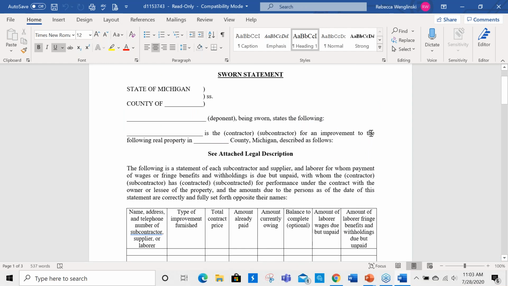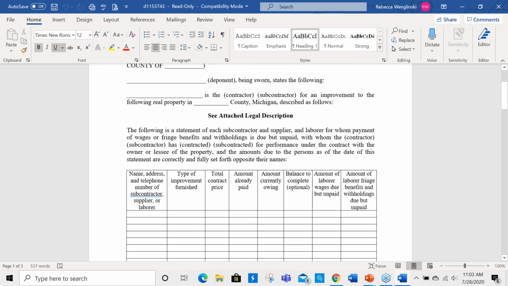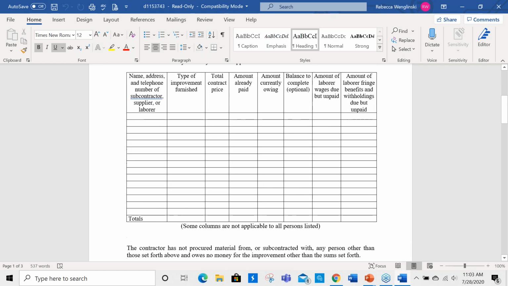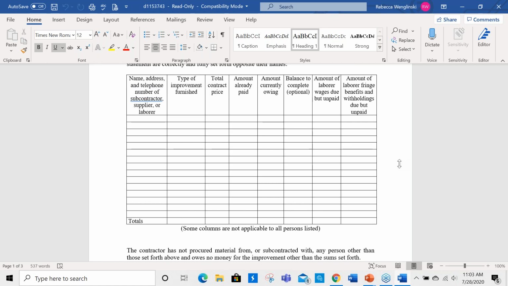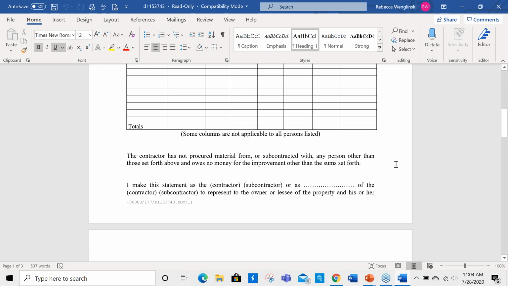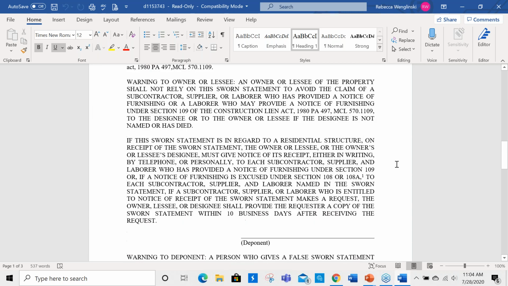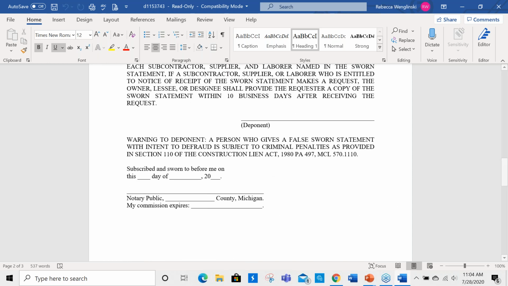Okay, here's one that I drafted at my firm that matches what the statute requires. It's really kind of verbatim. So deponent's going to be you. You would circle subcontractor usually for an improvement in whatever county, and then either insert the legal description if it's small or attach it. And then these categories, I've included all of them that are in the statute, but the labor and labor fringe benefits and withholdings usually doesn't appear on most people's. So you're citing the name of the sub, the type of improvement furnished, the contract price, how much you've already paid, and what's currently owing. And then at the bottom, you need to have someone sign that under notary. There can be criminal infractions for intentionally defrauding people by what you insert in the sworn statement, so it's always important to be careful with the information you provide in there.